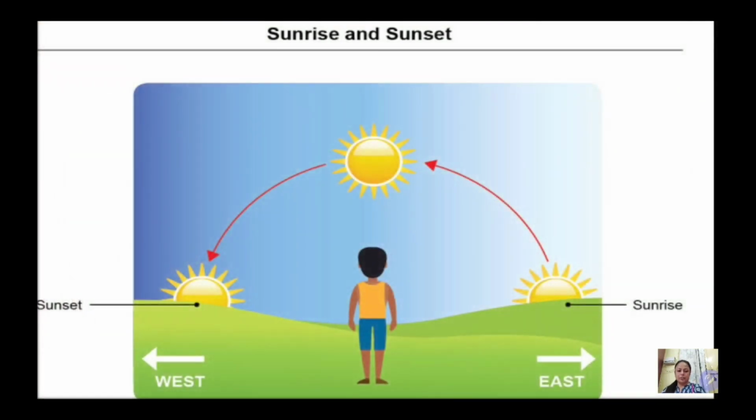If we proceed further, we can see in this picture the time of sunrise, or we can say the direction. That is, sun rises in the east and sets in the west. And in between, the position of the sun when it is overhead, this is noon. It is the highest position of the sun in the sky and it is considered to be noon.